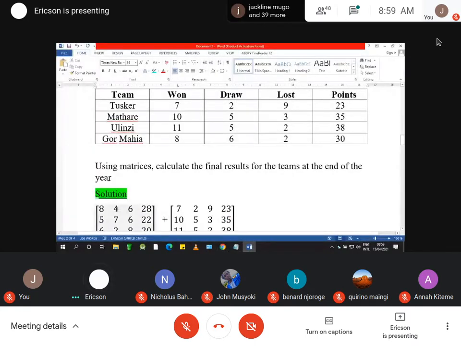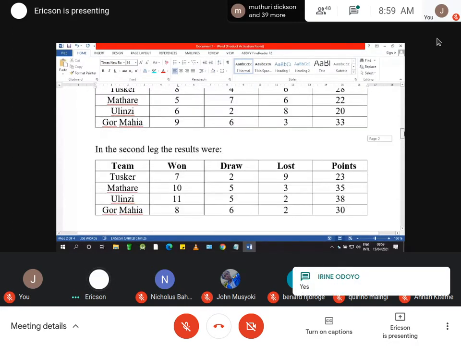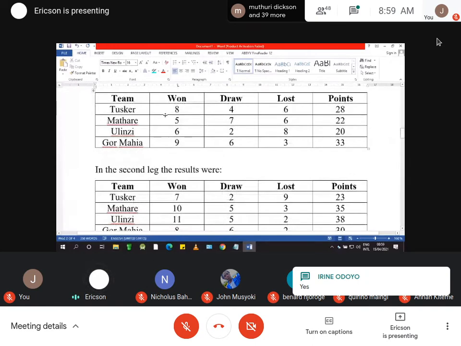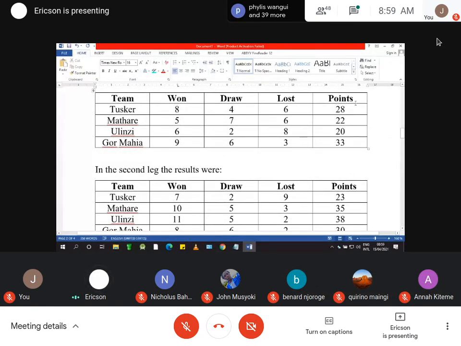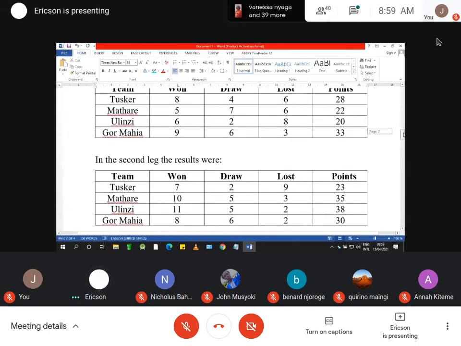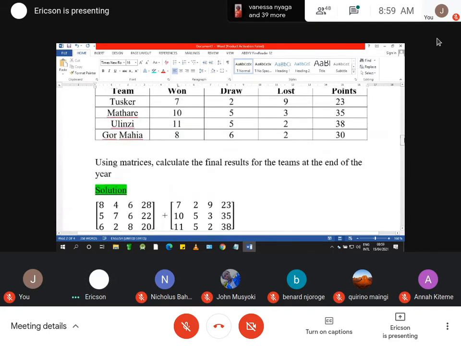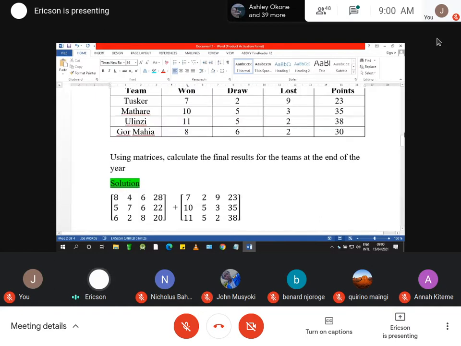What or how we arranged these matrices: we have two legs here. The first team, the first task, takes the first row. The second team takes the second row. The third team takes the third row, and the fourth team takes the fourth row. Such in a matrix, we can use the second leg because I don't think the screen will reach everything.